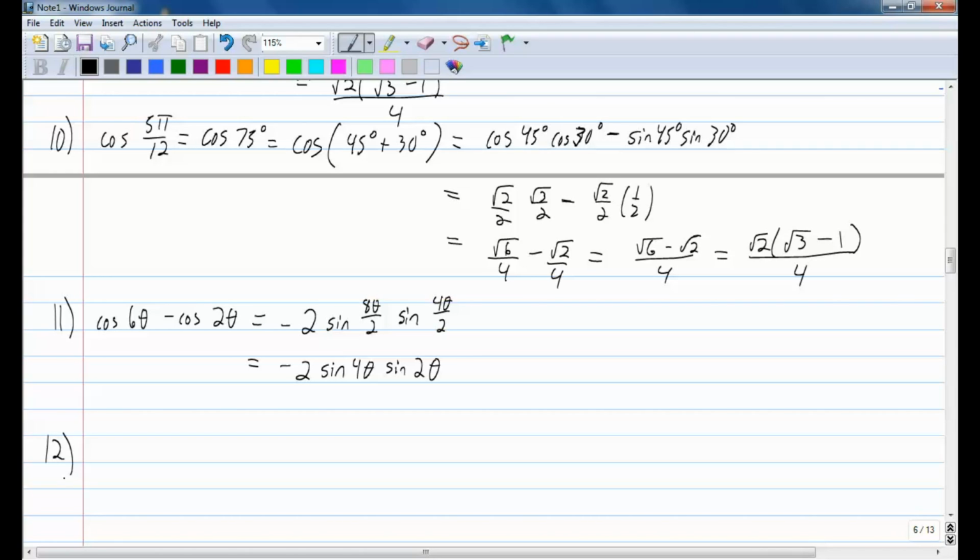Number 12, sine of 7 theta plus the sine of 3 theta. So make sure you use the right formula. That's going to be 2 times the sine of alpha plus beta over 2. So 7 theta plus 3 theta is 10 theta. 10 theta divided by 2 is 5 theta. Times cosine of alpha minus beta over 2. So 7 theta minus 3 theta is 4 theta. 4 theta divided by 2 is 2 theta. So number 12, that is C.